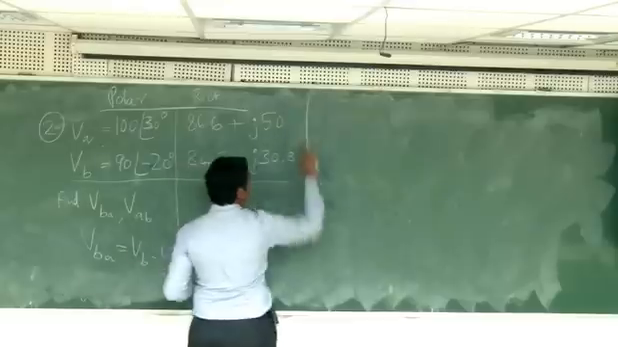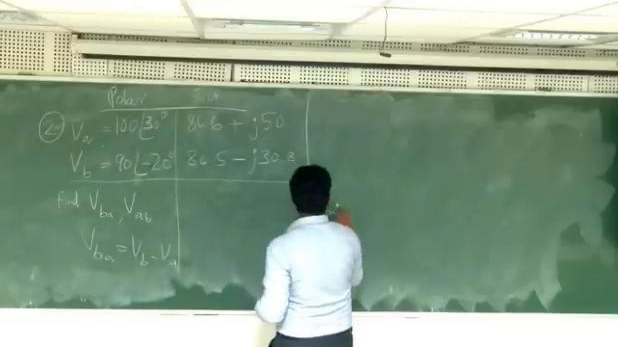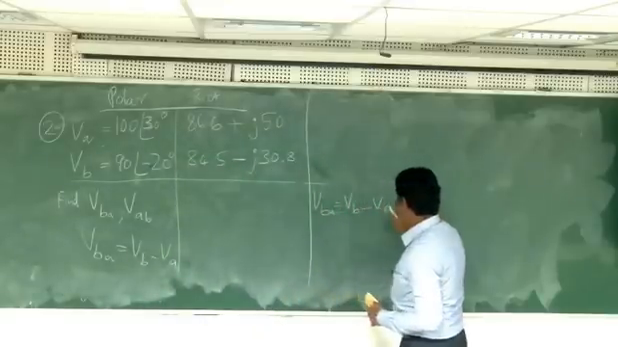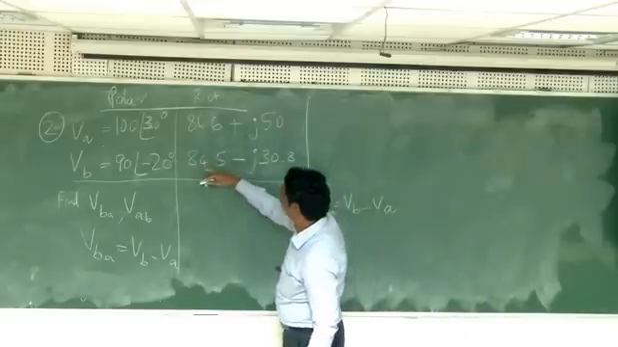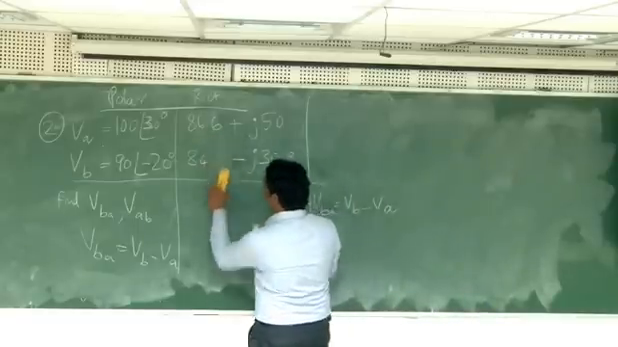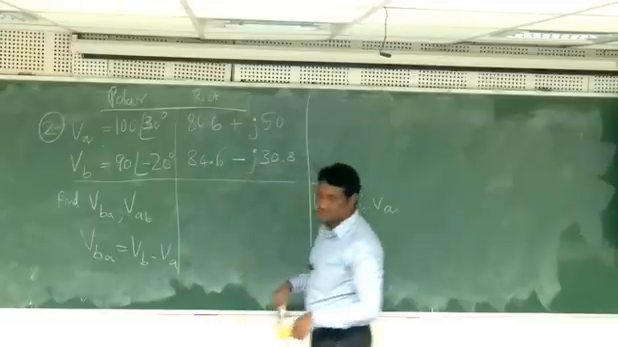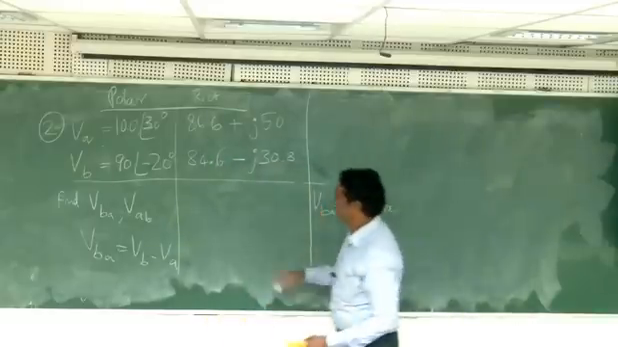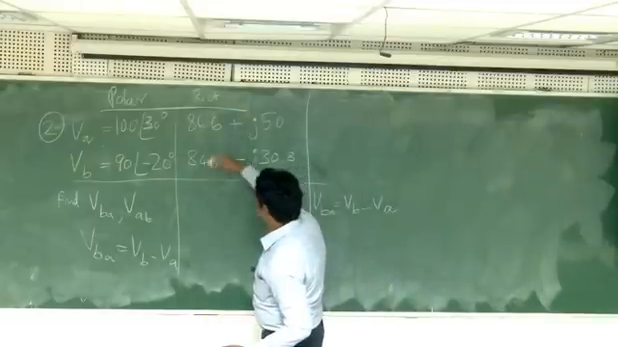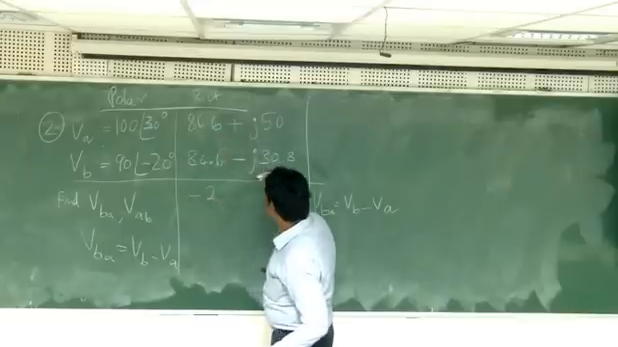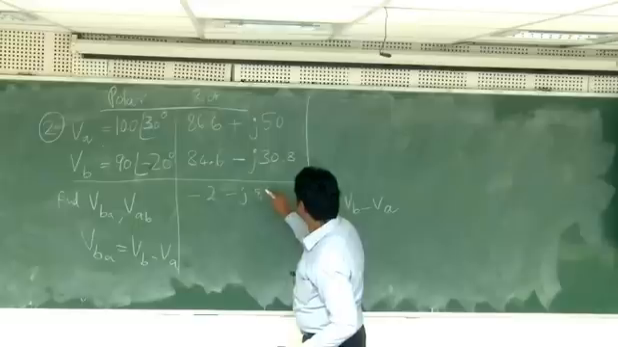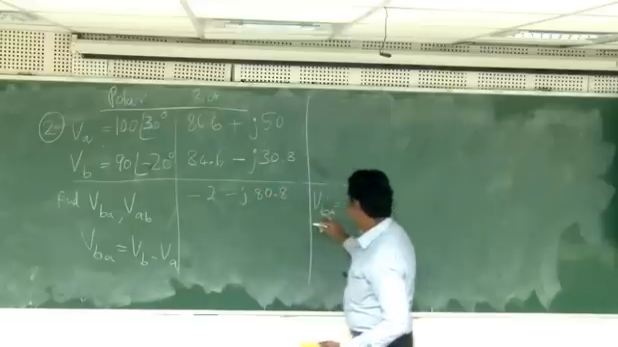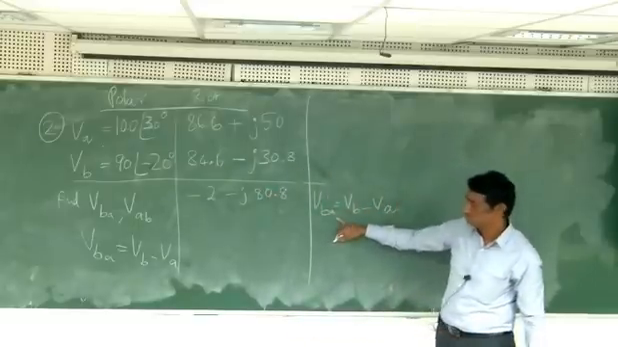Now for calculating VBA, VBA equals VB minus VA. So 84.5 minus 86, let's round it to 84.6. Normally don't do that in assignments, but here just because it's a class. So this is minus 2, minus J 30.8. So this is the voltage of B with respect to the voltage of A.